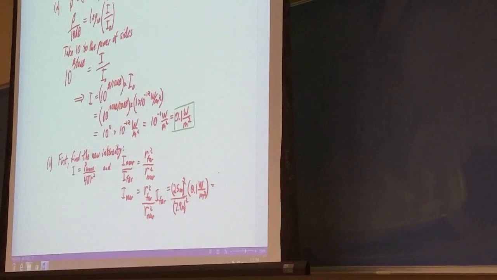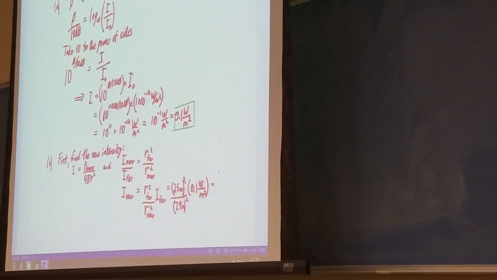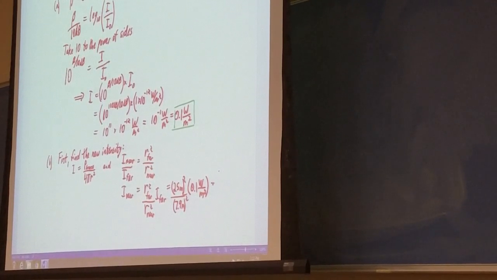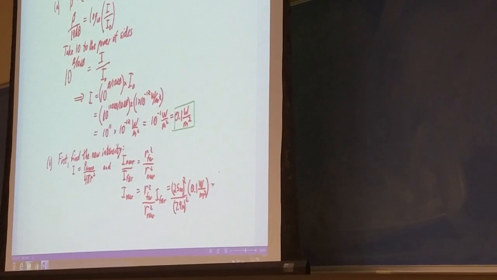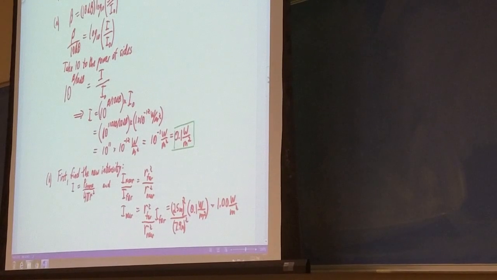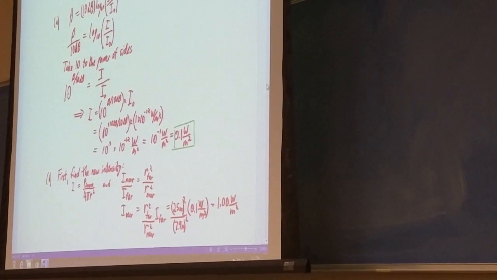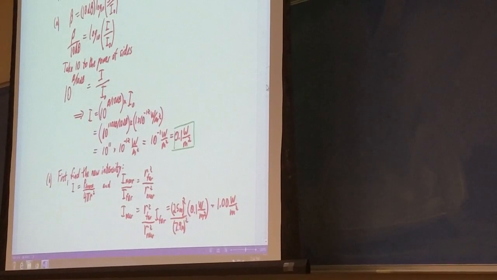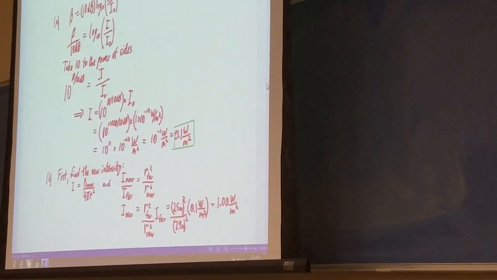So this is, let's see, 25 squared divided by 7.9 squared times 0.1 is 1.00 watts per meter squared. But obviously that's not the answer. Okay, that's the intensity at the new distance. What we need is the sound intensity level, which is different. Okay.